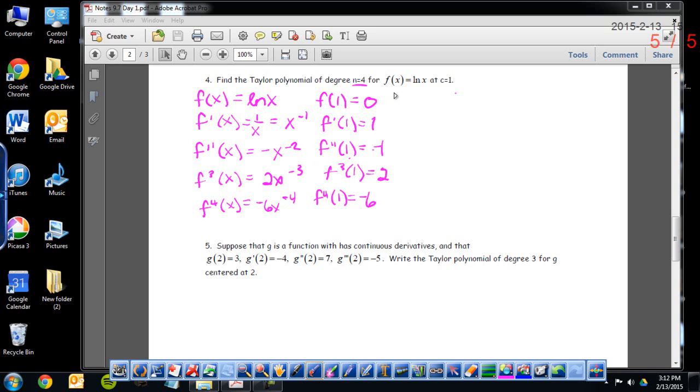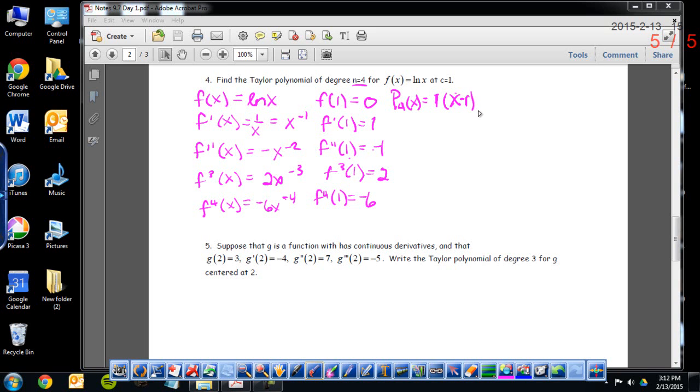So this time I'm going to call it p sub 4 of x. All right, my first term is always f of that c value. So in this case, it's f of 1, which is 0, so I don't need to write it. So my next term is the first derivative times x minus c. So remember, c is now something other than 0, so I'm going to have x minus 1, and then to the first power.